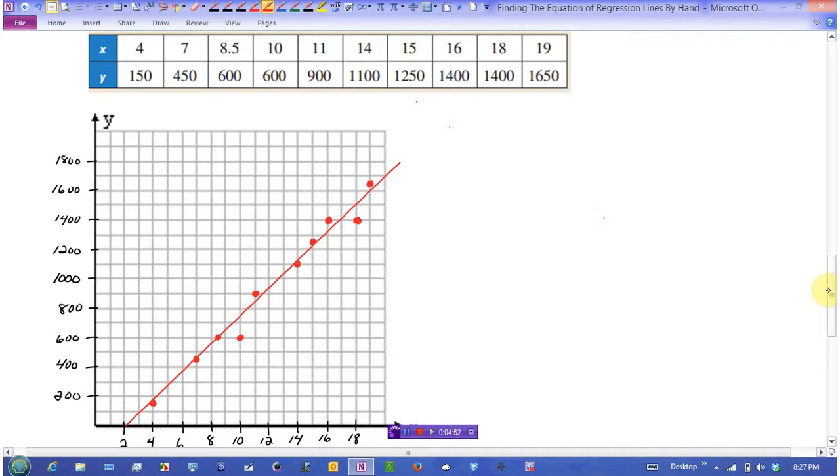It took me several tries on this tablet PC. When you touch the screen, sometimes it jumps around, so I wanted to do it offline. Anyway, you can see that that's my best fit line. That's what I came up with.